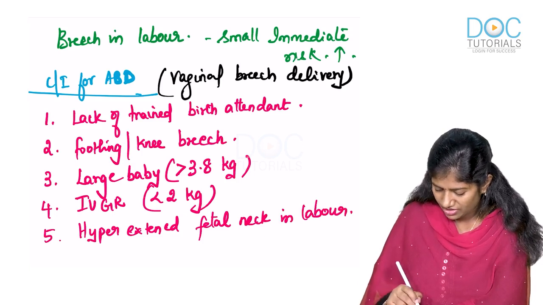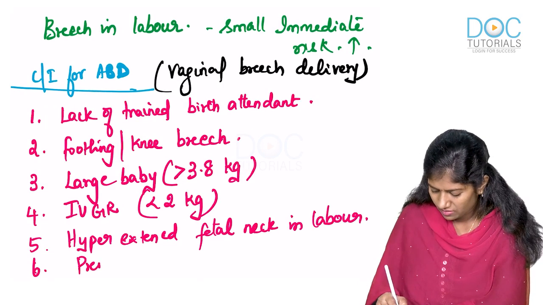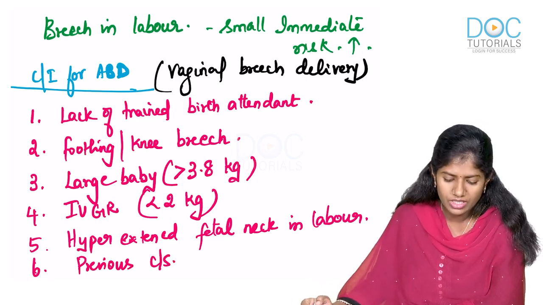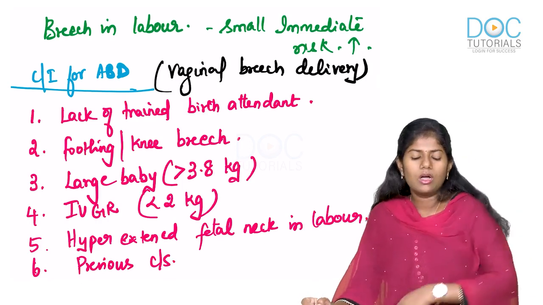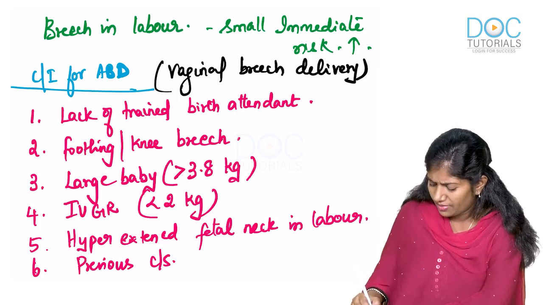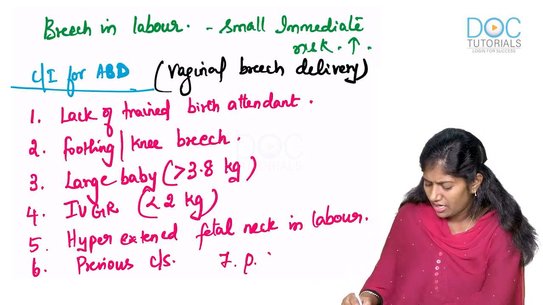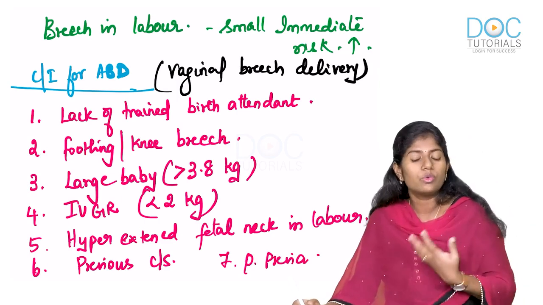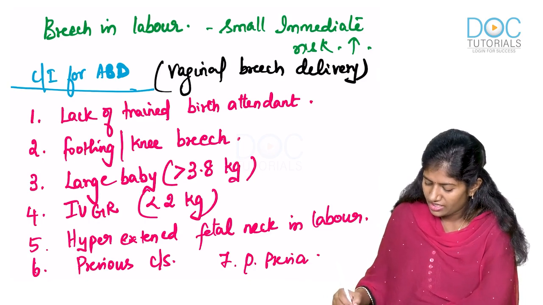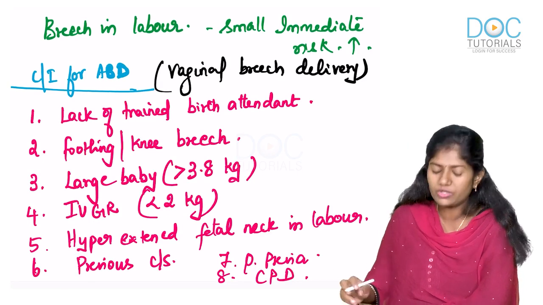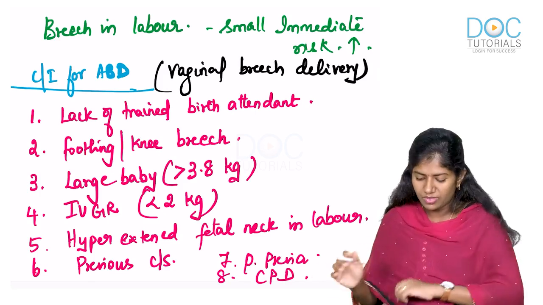Next is previous cesarean section. Previous cesarean section is a contraindication for assisted breech delivery. Apart from this, if there is any other obstetric indication for cesarean section, like placenta previa or abruption or any other reason for cesarean section, it would be a contraindication. The last contraindication is cephalopelvic disproportion.